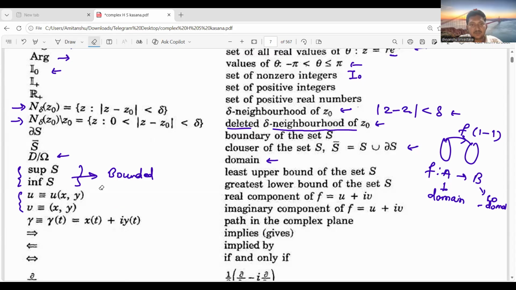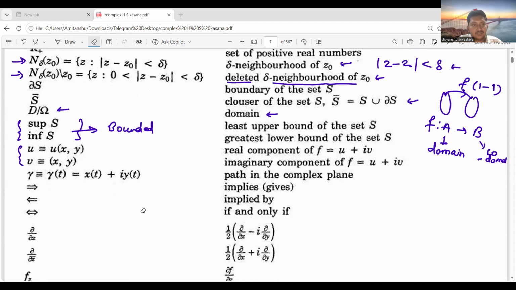both in your complex plane also. These are the real component of f is equal to u plus iota v, and here is your imaginary component of f, u plus iota v. And next one is your gamma. Gamma t is represented as x(t) plus i y(t), and this is the path in the complex plane.